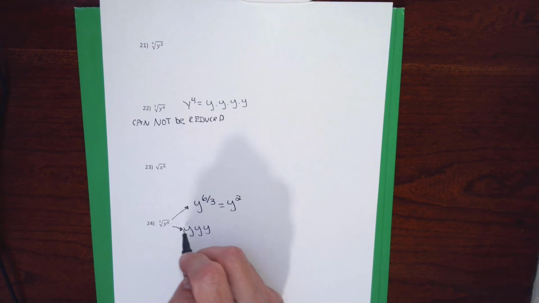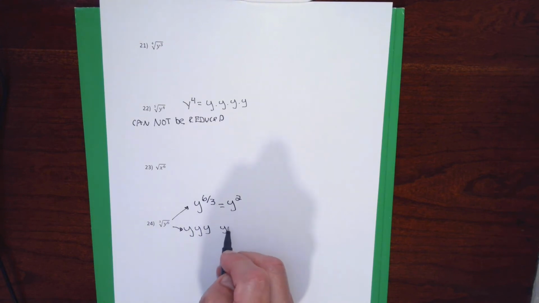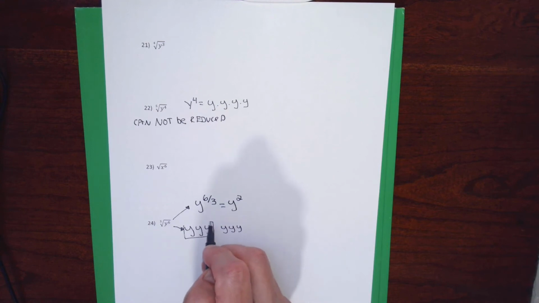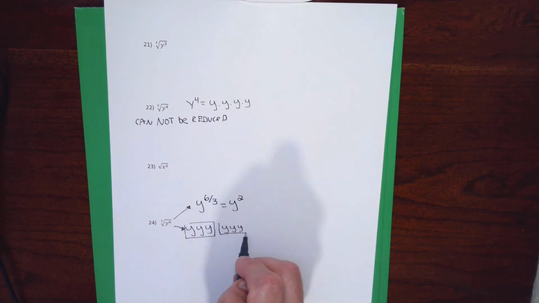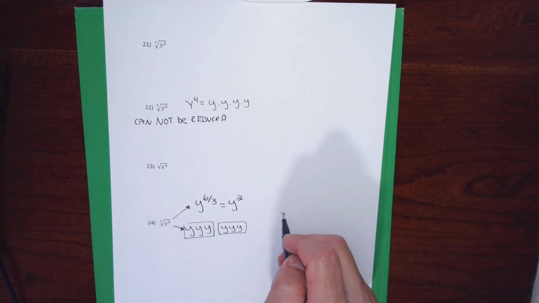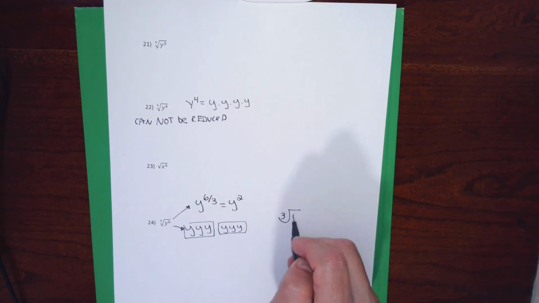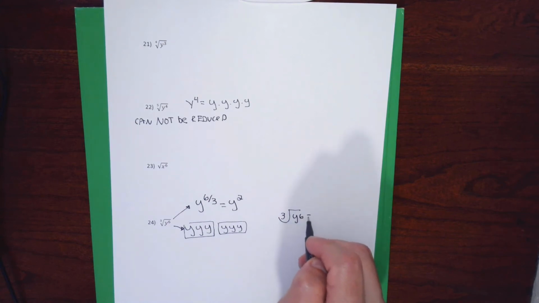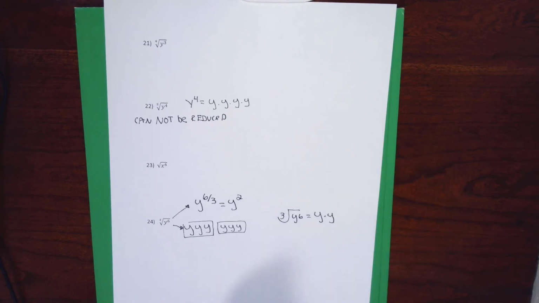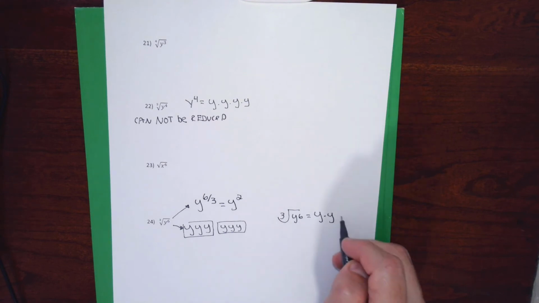If I reduced by prime factoring, what I'm going to do is write down 6 y's and form groups of 3. I don't have any stray lefts over, so I'm not going to have a y under my radical, which means I'm not going to have a radical. My answer is just going to be the 2 groups of 3 multiplied, 2 y's multiplied, which is y squared. So I can be efficient.